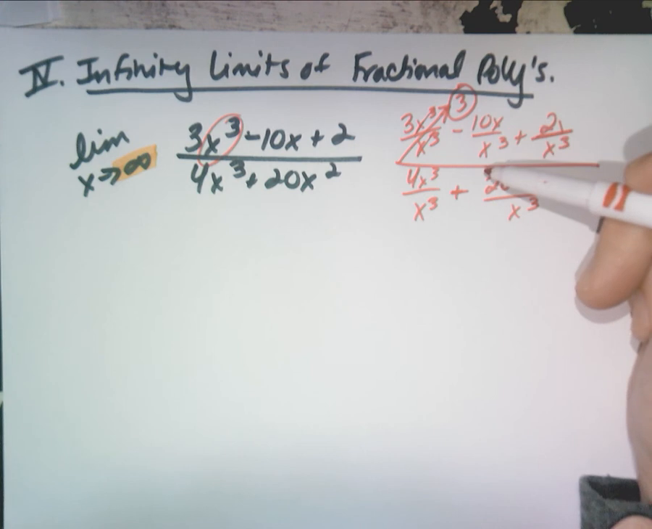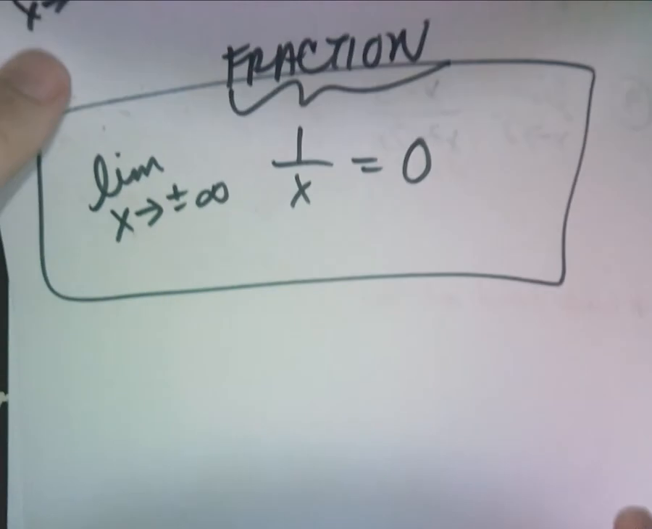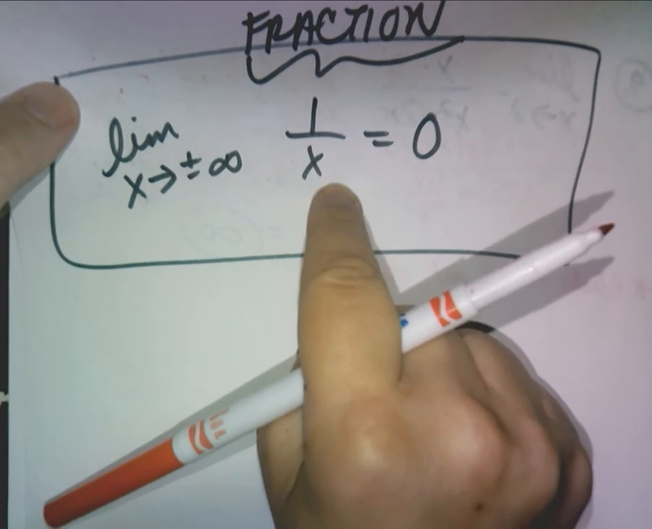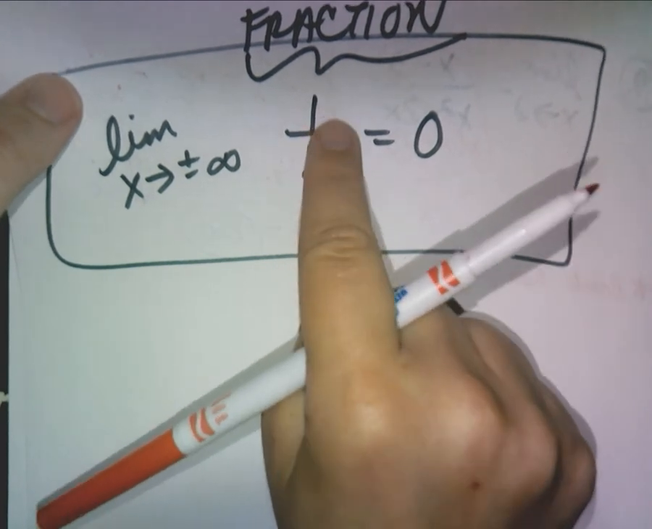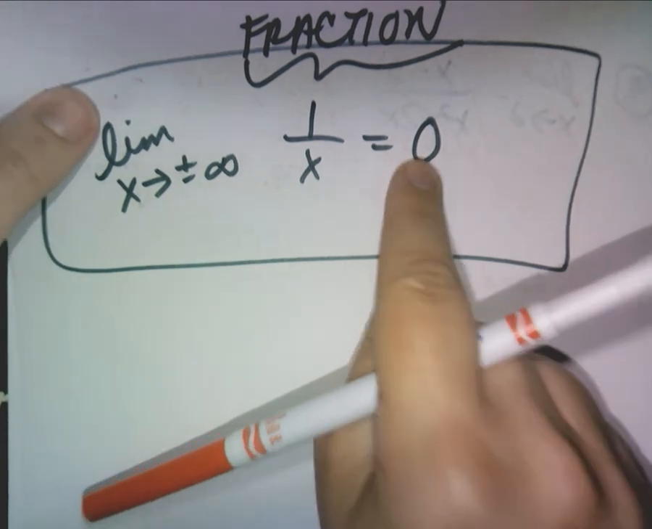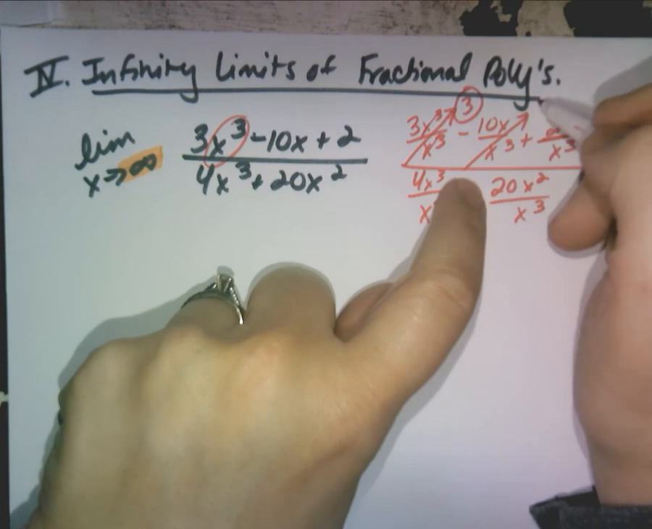10 over x squared. Okay, now, according to this, if you have an x in the denominator at all and a constant on top, and you're going to infinity, it goes to 0. The limit will go to 0. So if you're left with an x on the bottom, it goes to 0.